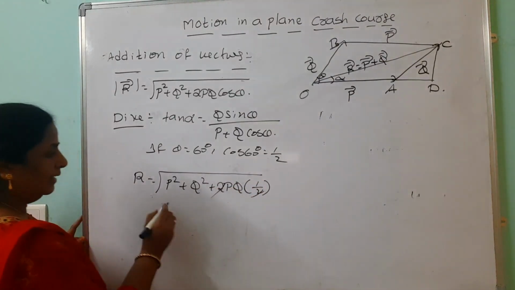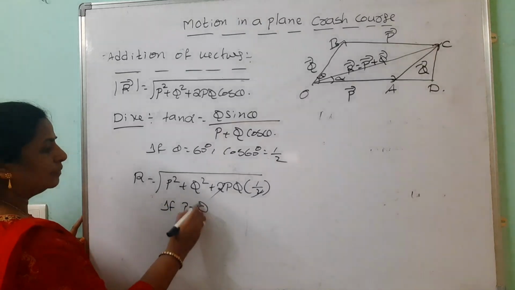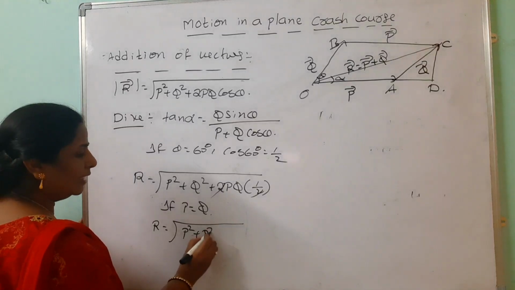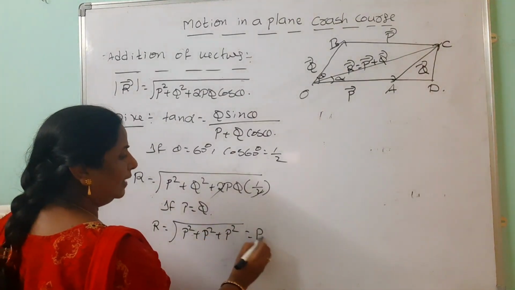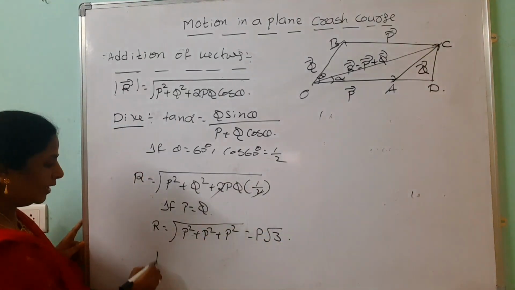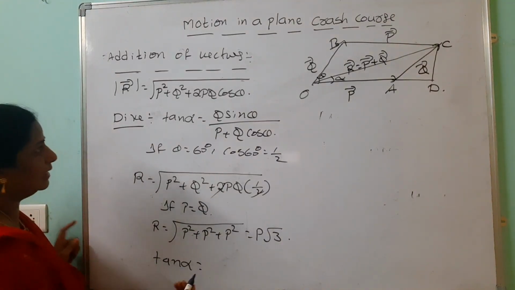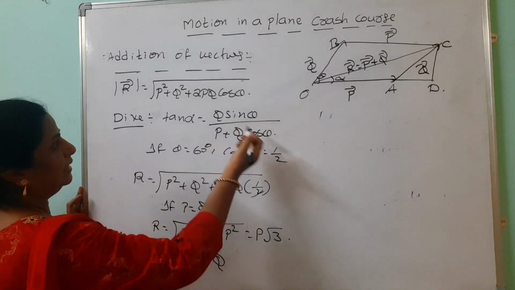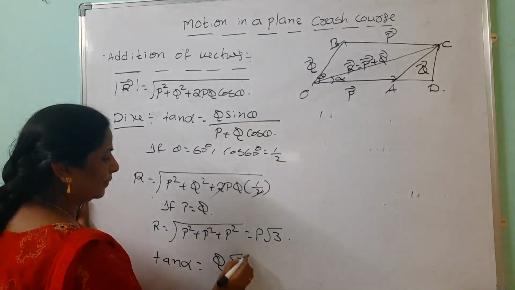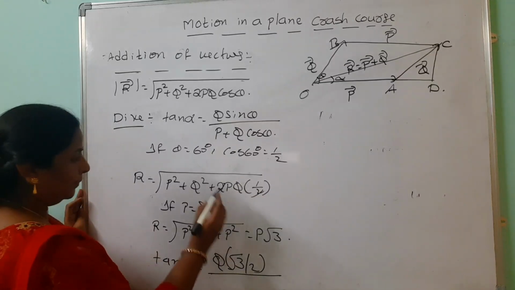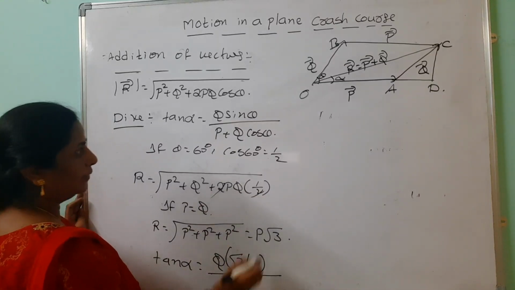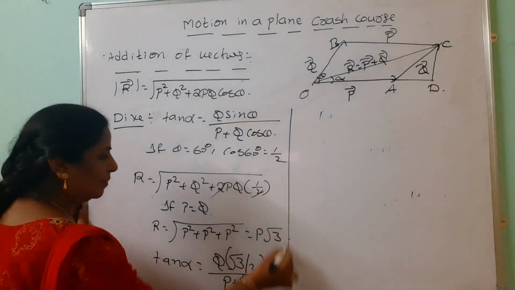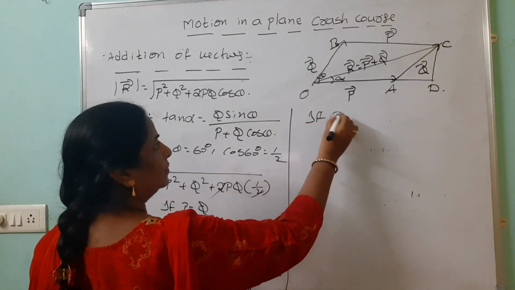This one cancels. And here if P equals Q, then what do you get for R? Under root P square plus P square plus P square, P square is the common. P into under root 3. Then what about the tan alpha in this case? See clearly, Q sin 60, sin 60 is root 3 by 2, into P plus Q into cos 60, which is 1 by 2. So like that you are getting the same case if P equals Q.